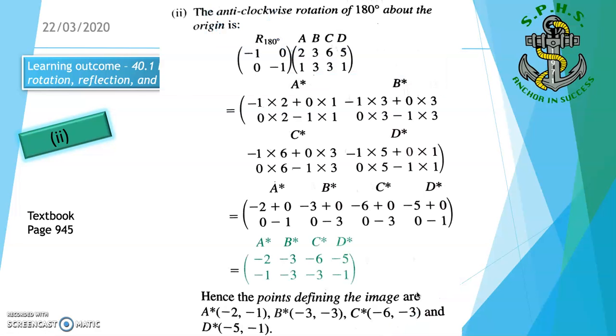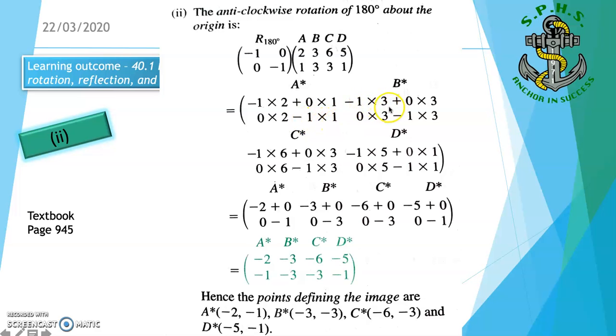Part 2 says to rotate it 180 degrees. Substituting, cosine of 180 degrees is negative 1. Sine of 180 degrees is 0. Negative 1 times 0 is just 0. So the matrix is negative 1, 0, 0, negative 1. And again, I perform my matrix multiplication. Negative 1 times 2, 0 times 1. 0 times 2, negative 1 times 1.